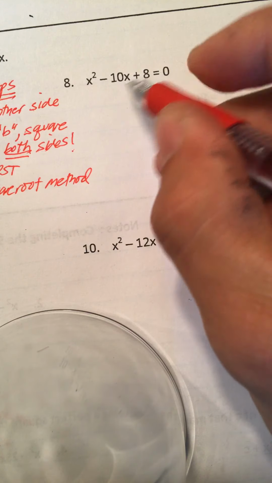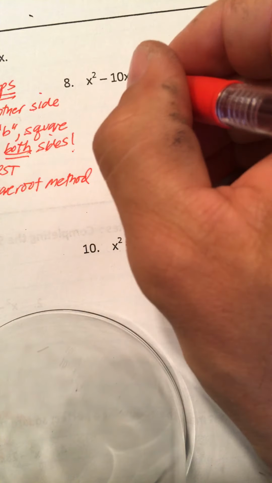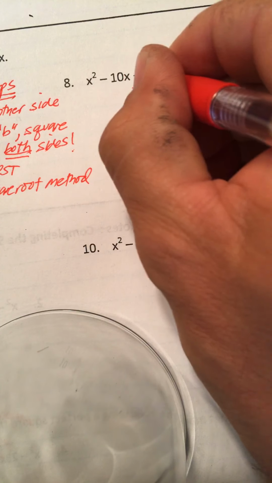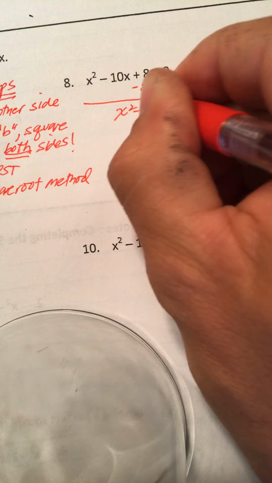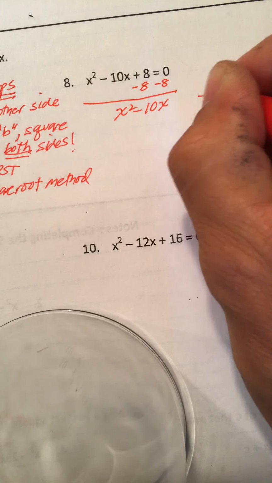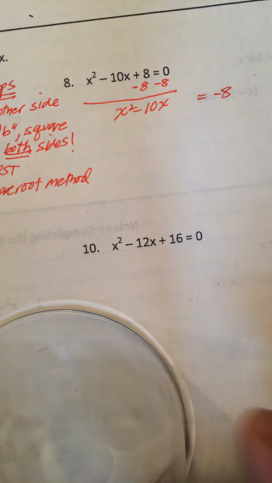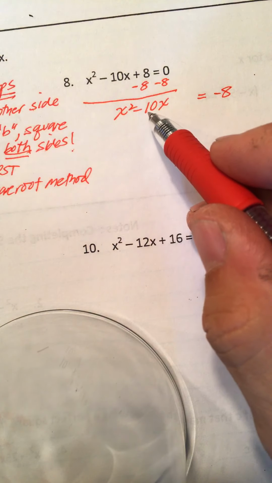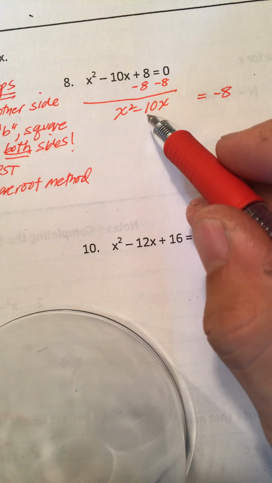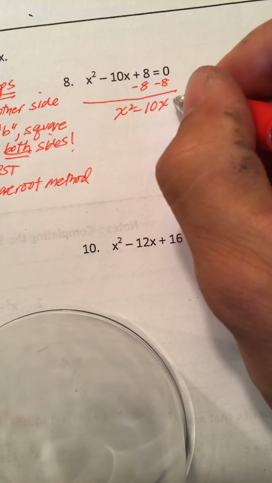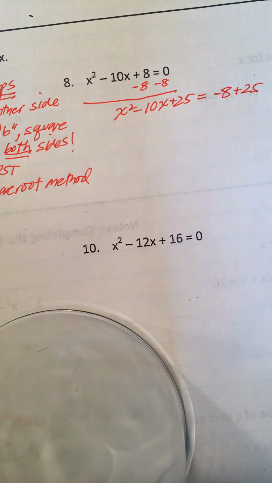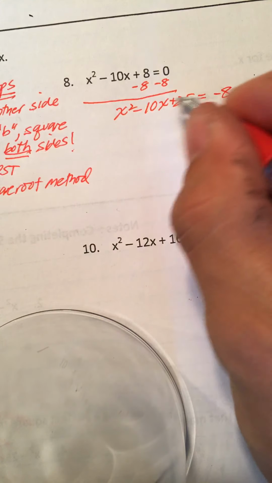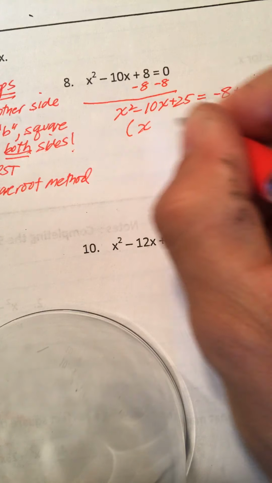So I'm going to start cruising here. So here's my c value. The first step is to move c to the other side by subtracting it from both sides. So I get x squared minus 10x, I'm going to leave my space, equals negative 8. Now I'm going to take half of b, half of negative 10 is negative 5. I square it, I get 25. I'm going to add that to both sides. So I just created my PST here. This is factorable.